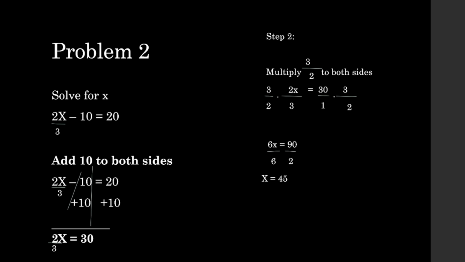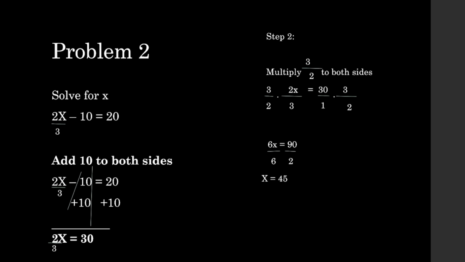Keep, change, flip. You keep the 2 over 3x the same. You change that division to multiplication, and then you're just flipping those two numbers. So the 3 goes into the numerator, the top, and the 2 goes into the denominator, the bottom. So we're going to multiply 3 over 2 to both sides. Once you've done that, you're going to get 6x, right? 3 times 2x equals 6x, and 2 times 3 equals 6, equals 30 times 3 equals 90, and 1 times 2 equals 2.